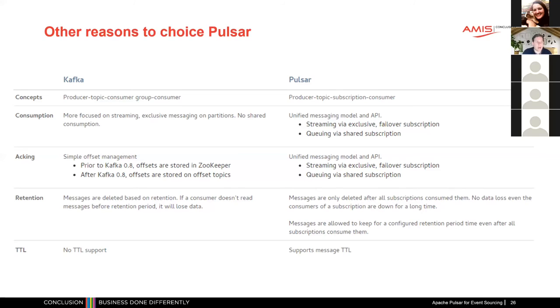So where Kafka is more focused on streaming and exclusive messaging on partitions, there's no shared consumption. With Pulsar, we see that different, right? We have the unified message model for event topics versus the queuing patterns, where we can do streaming to exclusive, but also failover subscriptions, because that's more functionality of queues, not something of topics.